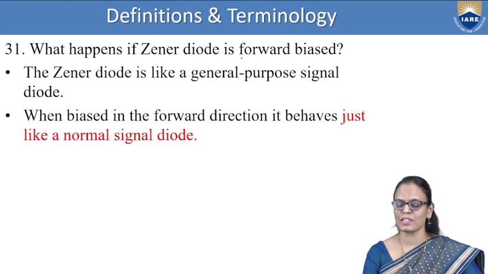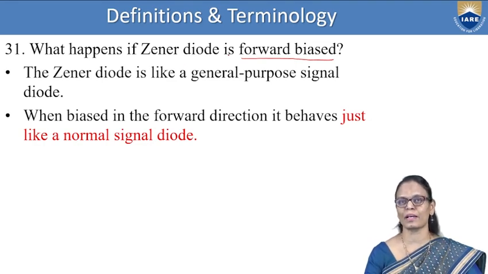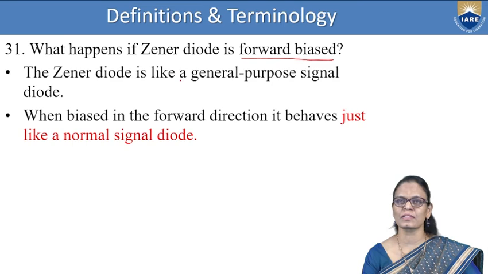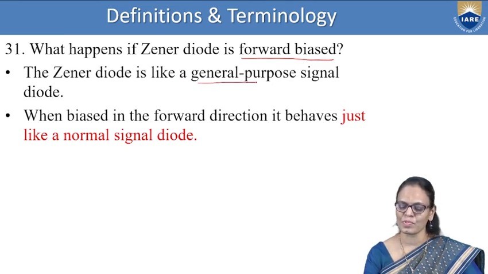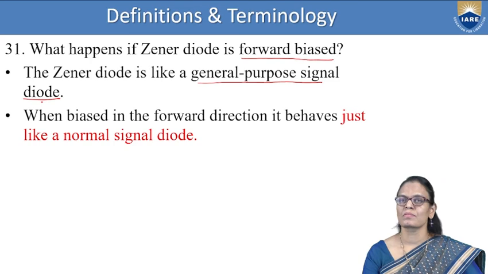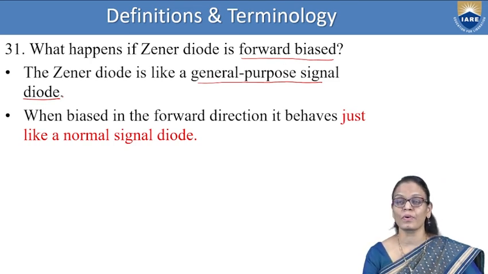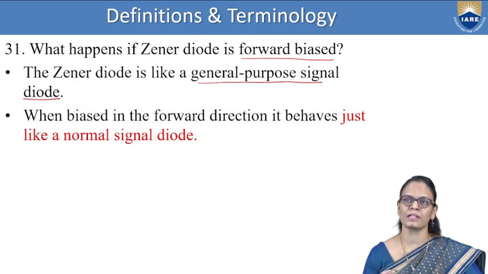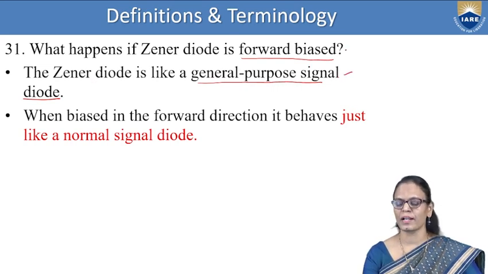Now, what happens if the Zener diode is forward biased? We said it is generally connected in reverse bias. But when it is forward biased, it simply acts like a general purpose signal diode. A general purpose signal diode starts conducting in forward bias, and in reverse bias it does not conduct. That is how a Zener diode behaves in forward bias. When biased in the forward direction, it behaves just like a normal signal diode.